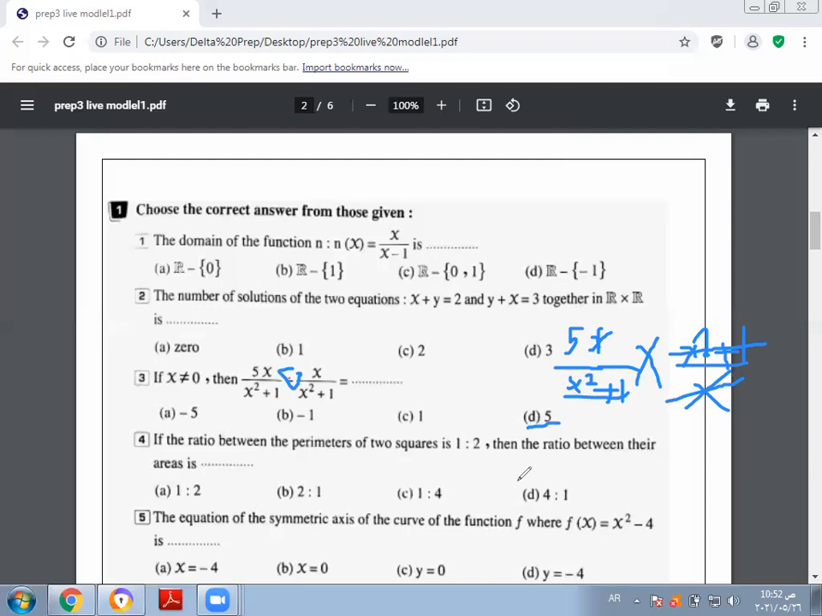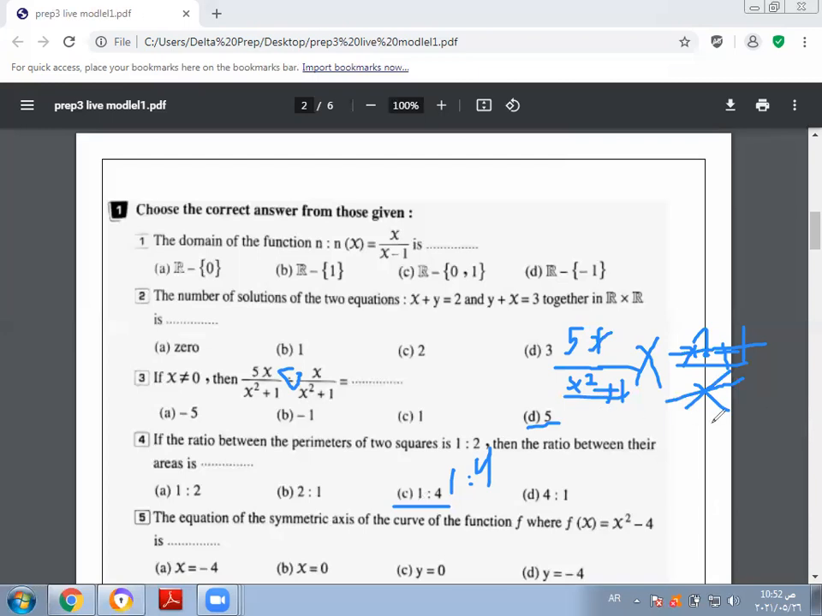Question number 4. The ratio between the perimeters of two squares is 1 to 2. Then the ratio between their areas. We know that the ratio between the areas is the square of the ratio between the sides and the perimeters. We find the square of 1 and the square of 2. The square means power 2. So 1 power 2 equal 1 and 2 power 2 equal 4. So the ratio will be 1 to 4. Where is 1 to 4? So letter C.